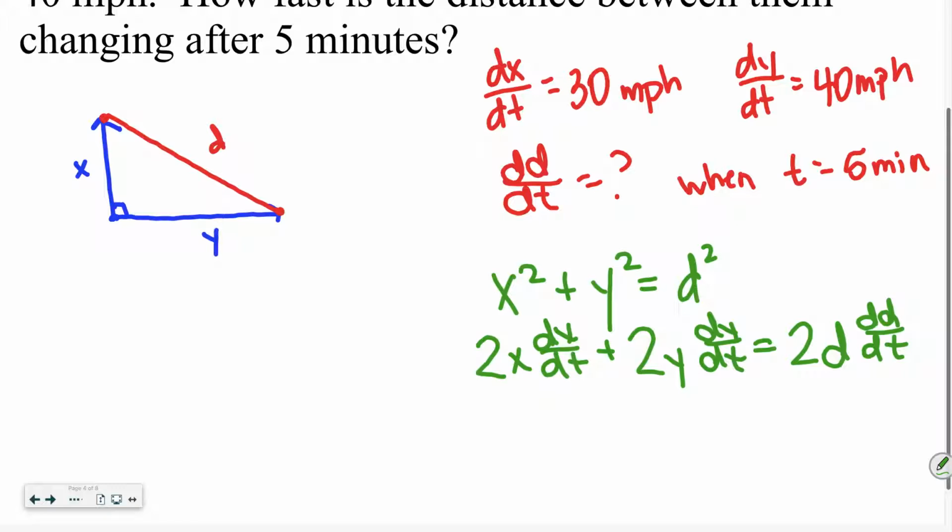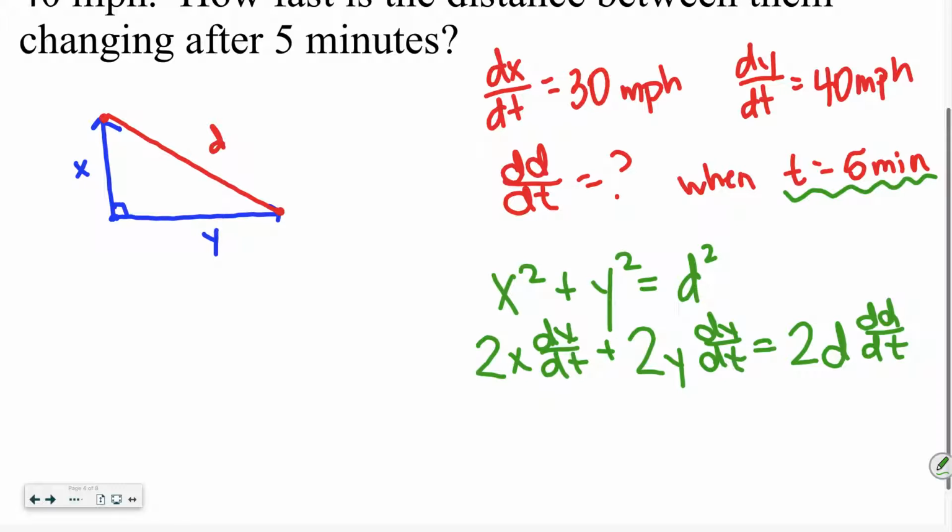Okay, well this is fine. Do we know dx/dt? Yes. Do we know dy/dt? Yes. We are looking for dd/dt. So what in that equation do we still need to know to plug in? We need x and y. We're looking for this, so it's going to stay unknown. We have these two rates, but for x, y, and d, we need to plug something in. Well, we have this information when t is 5 minutes.